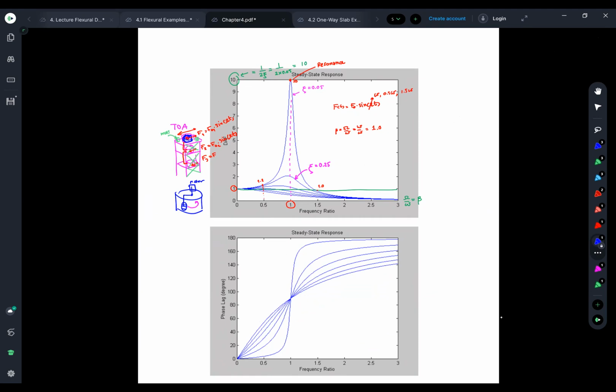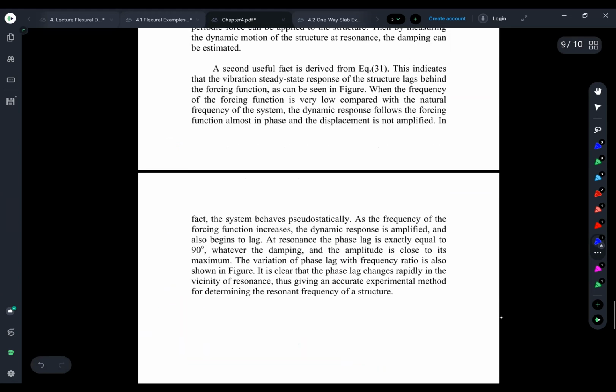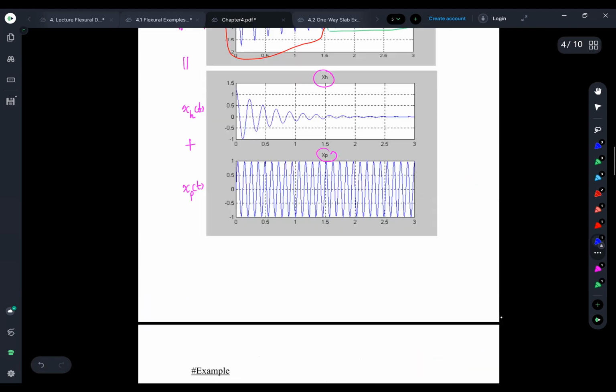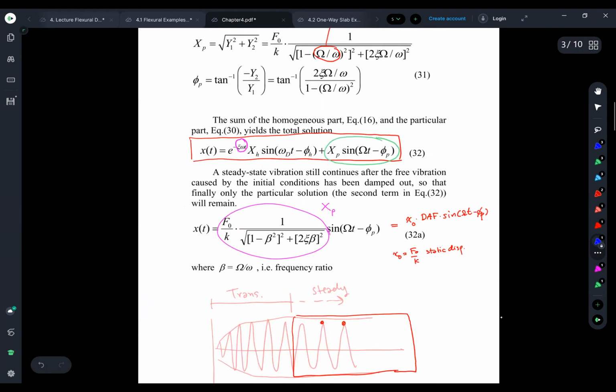Okay, let's start. We are in chapter 4, right? The harmonic force vibrations, a case where a single degree of freedom system is subjected to an external force, and the kind of external force is a harmonic force. And we found the solution for this kind of force, the forced vibrations, in general terms called the total solution, as in equation number 32.